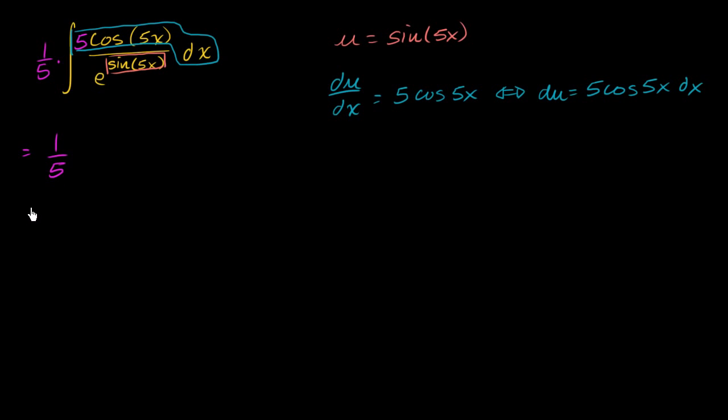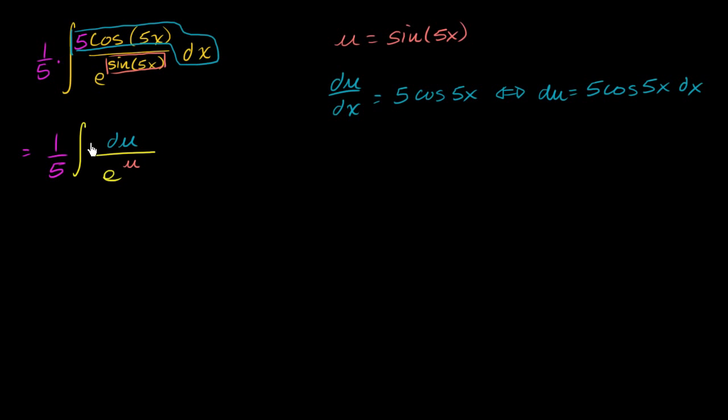He's getting quite obnoxious. 1/5 times the integral of, well, all the stuff in blue is my du. And then that is over e to the u. So how do we take the antiderivative of this?